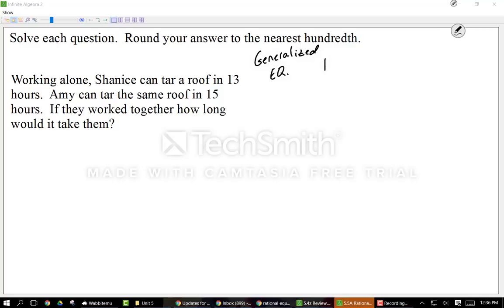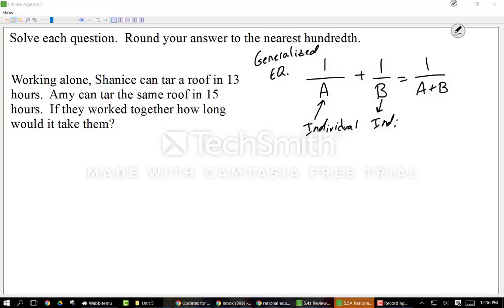So the generalized equation: 1 over A plus 1 over B is equal to 1 over A plus B. This A is the individual person. Same thing with the B, it's individual. Okay, and then this A plus B is when they're working together. So right from here, here's how we do this. So I got 1 over 13, right, is Shanice, plus 1 over Amy, which is 15, equals 1 over x, because I don't know what they are working together. That's what I got to find.